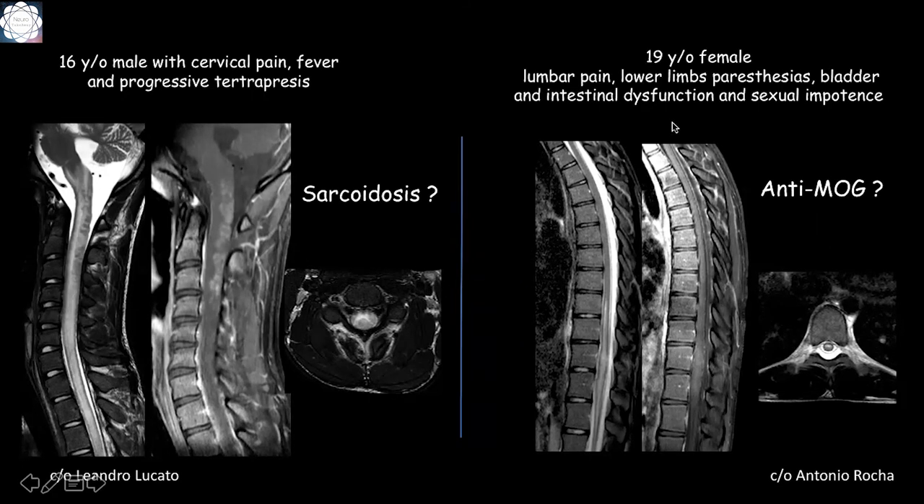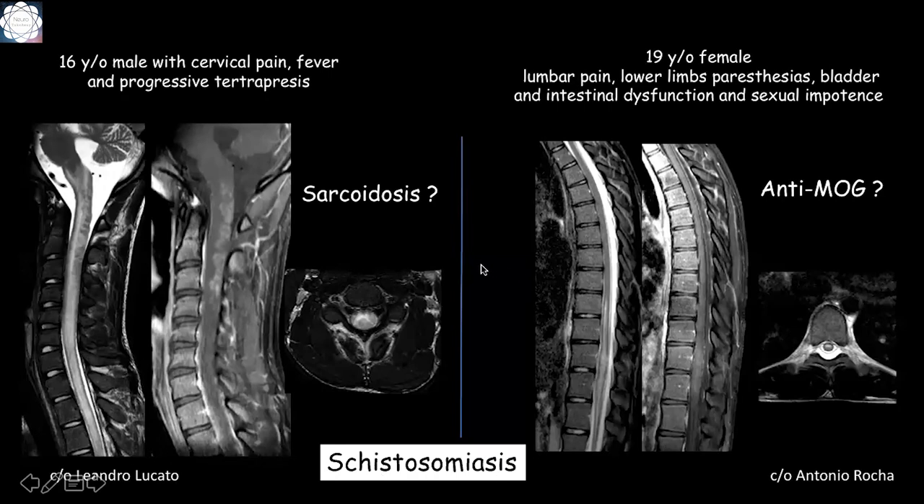On the right, you have a 19-year-old female with lumbar pain, lower limb paresthesias, bladder and intestinal dysfunction, and sexual impotence. You can see here the presence again of myelitis at the caudal segment of the spinal cord with this mild enhancement. We thought about anti-MOG in this patient, but both turned out to be schistosomiasis.